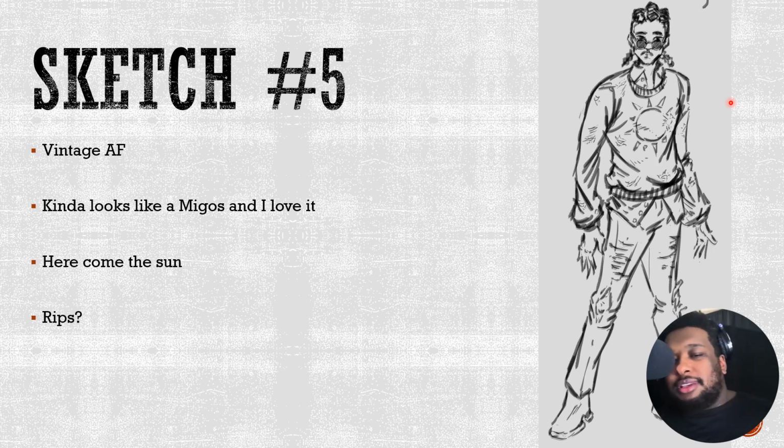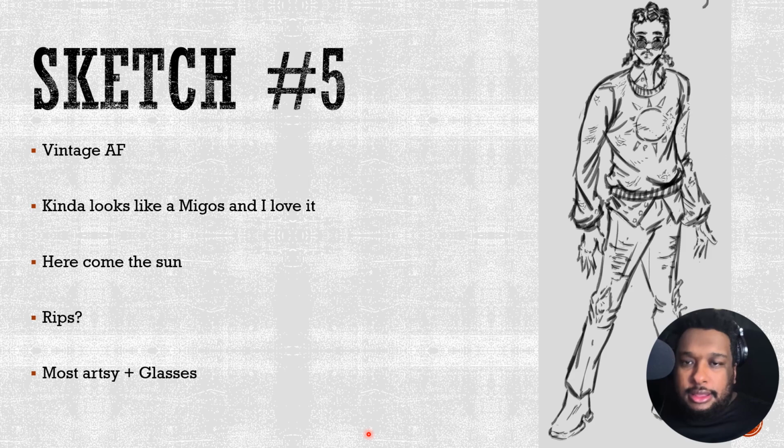Ooh, I'm an artist. Look how many rips I have. It's very Kanye, right? Remember when Kanye first did his stuff and it was all just ripped stuff? So yeah, I think that works. And I think this is probably the most artsy out of all of them. And something about those glasses, man.